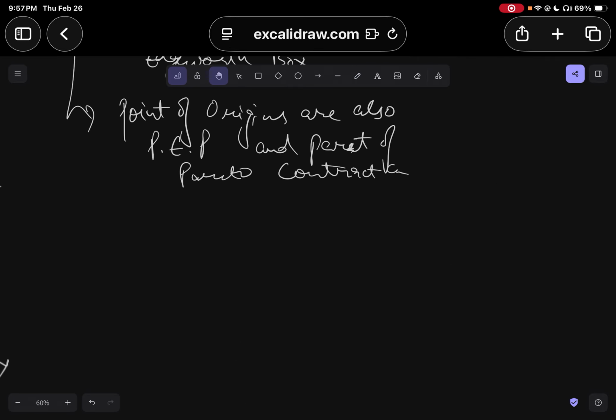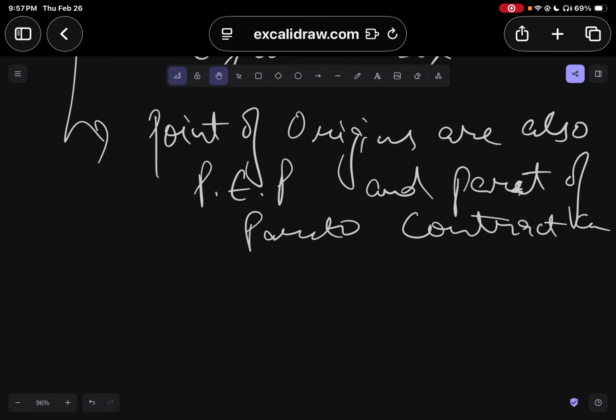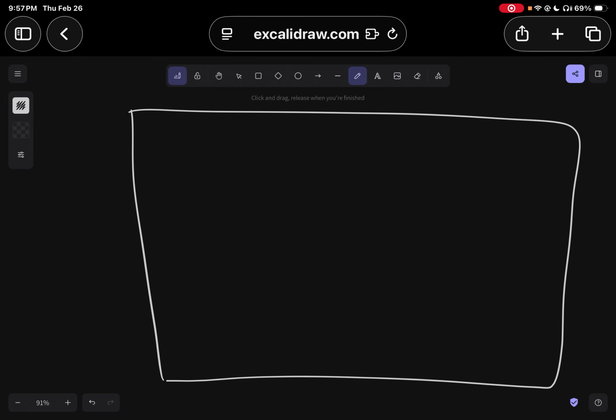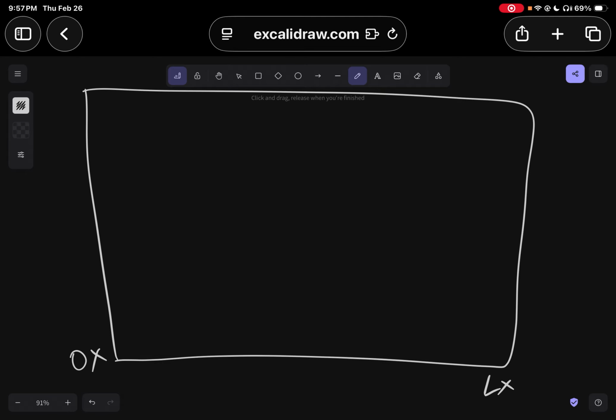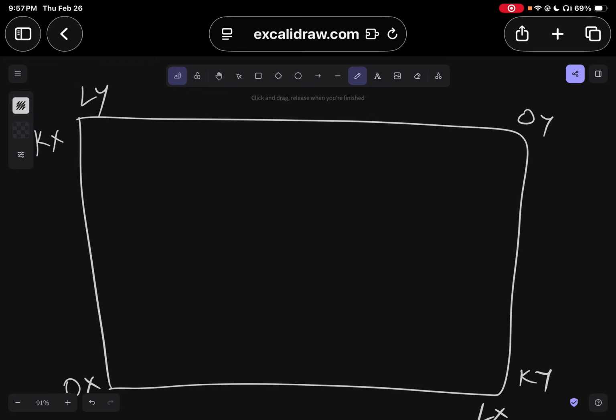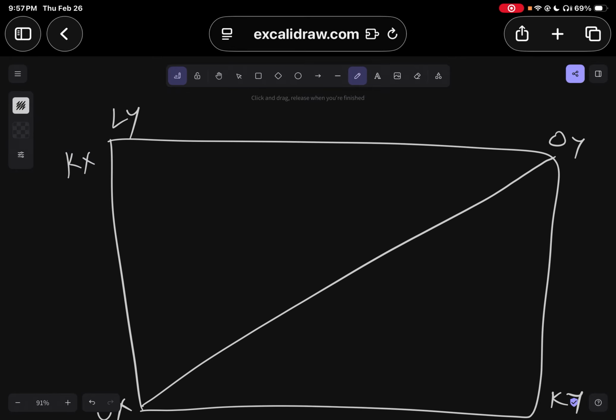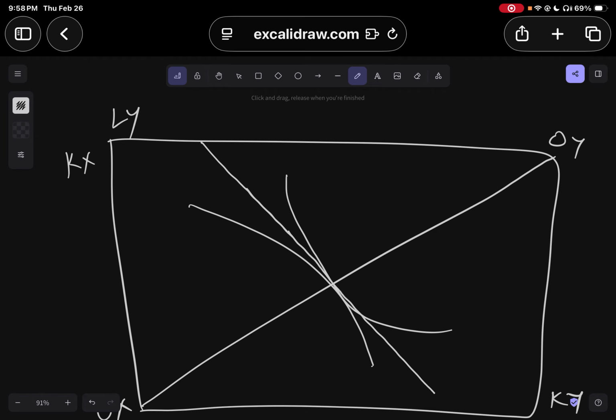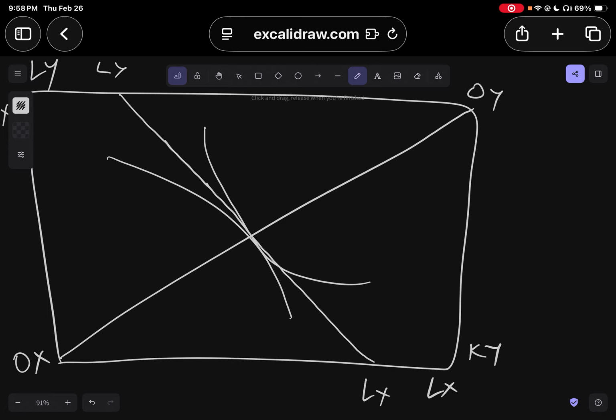Let us show isoquants and isocosts. So this is OX, this is LX, this is OY, this is KX, this is LY, and this is KY. So this is, let's say, the contract curve, and these are the points. So this will be the point where labor is employed for Y, Ly, and this will be for Lx. This is the point of equilibrium.